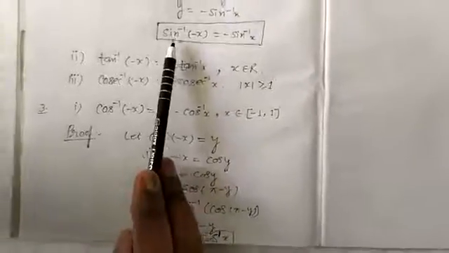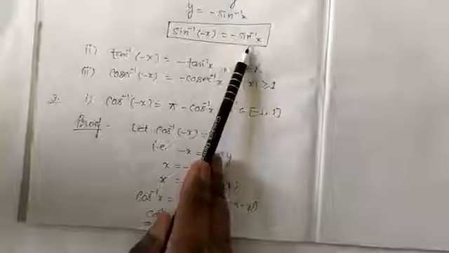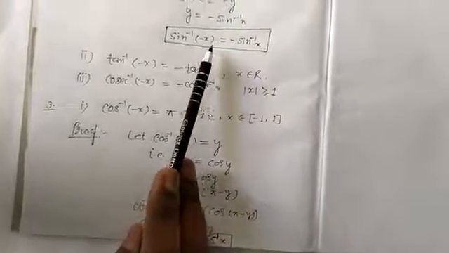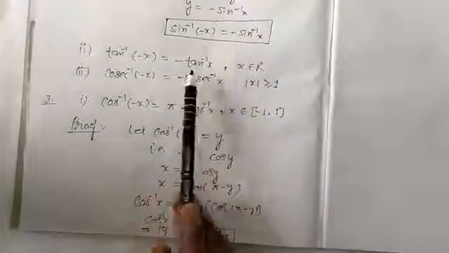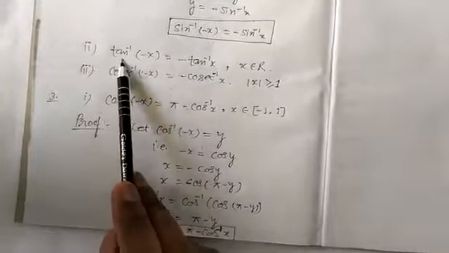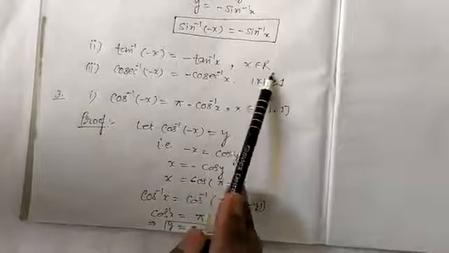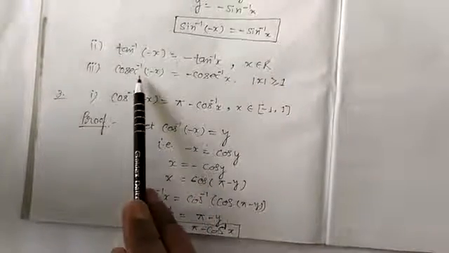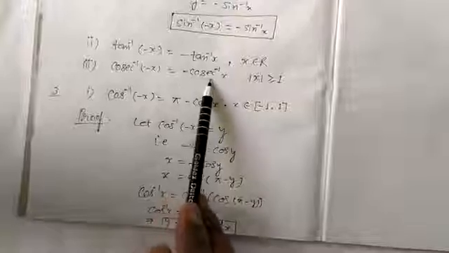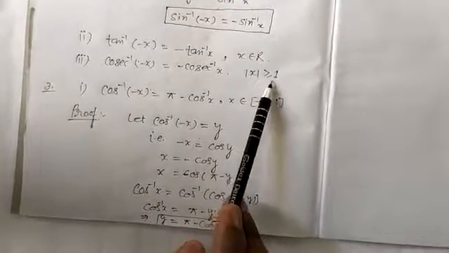As I discussed here, sin inverse minus x equals minus sin inverse x. With the help of this proof, similarly you can prove both properties. These both properties: tan inverse minus x equals minus tan inverse x, where x belongs to the real numbers, and cosec inverse minus x equals minus cosec inverse x, where mod x is more than or equal to 1.